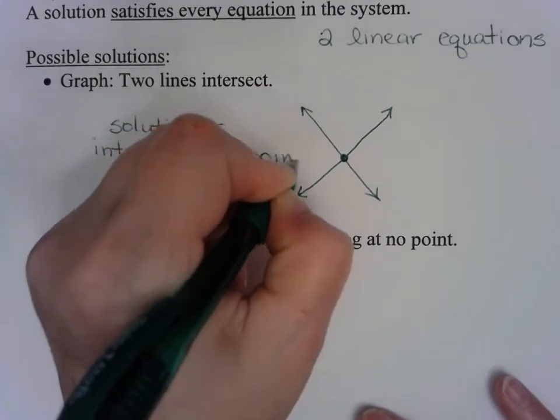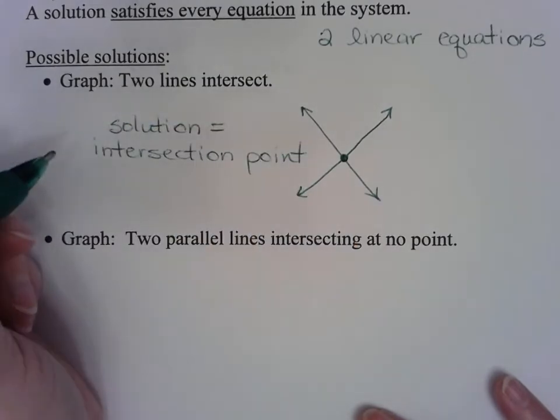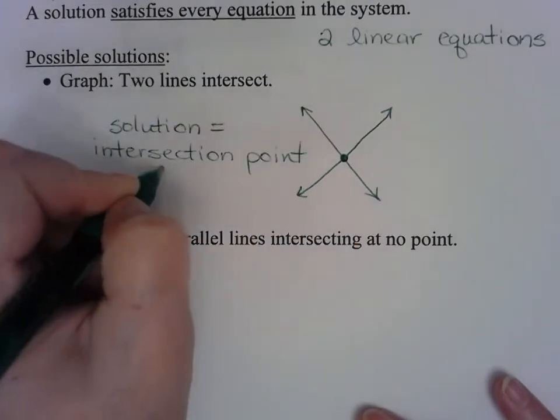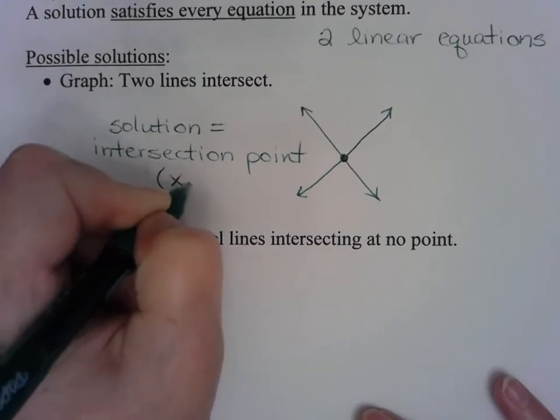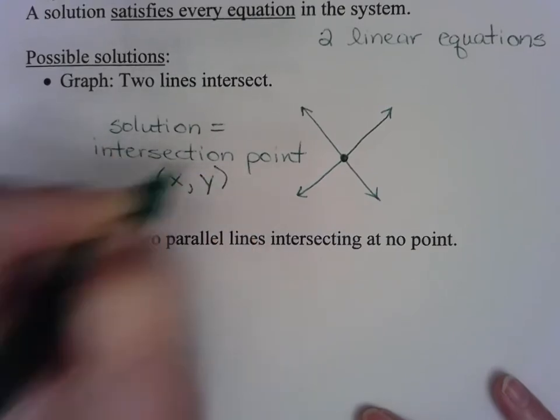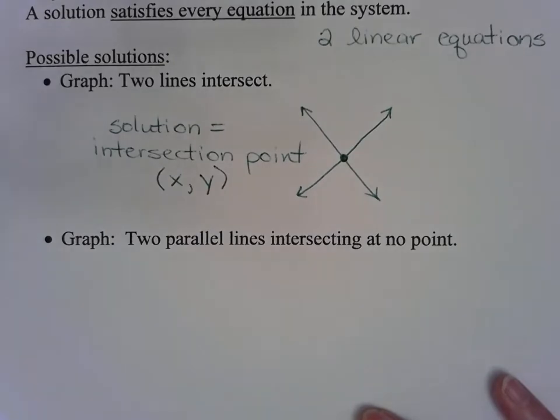And because it is a point, and we mentioned having 2 variables, the solution is going to look like an x value and a y value. So we need both parts.